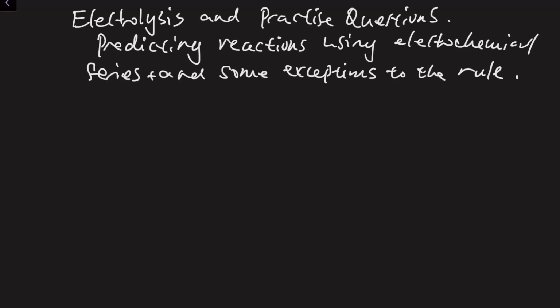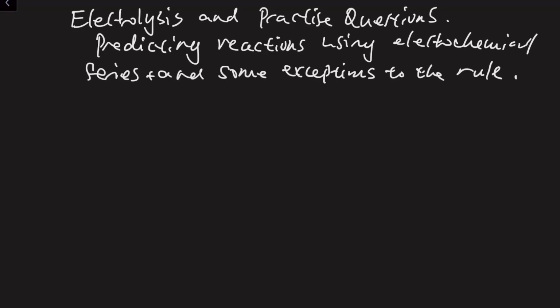In this video, we are going to talk about electrolysis. We will also go through some practice questions with regard to electrolysis. We will also be learning how to predict reactions using the electrochemical series, as well as some exceptions to the rule. So in the previous video, we have talked about a galvanic cell.